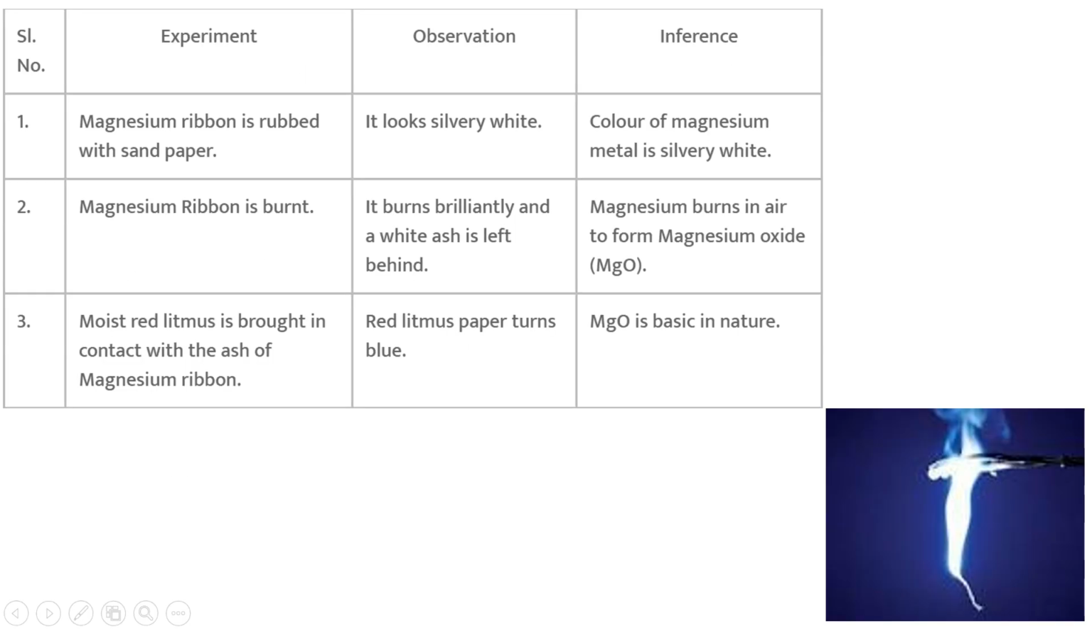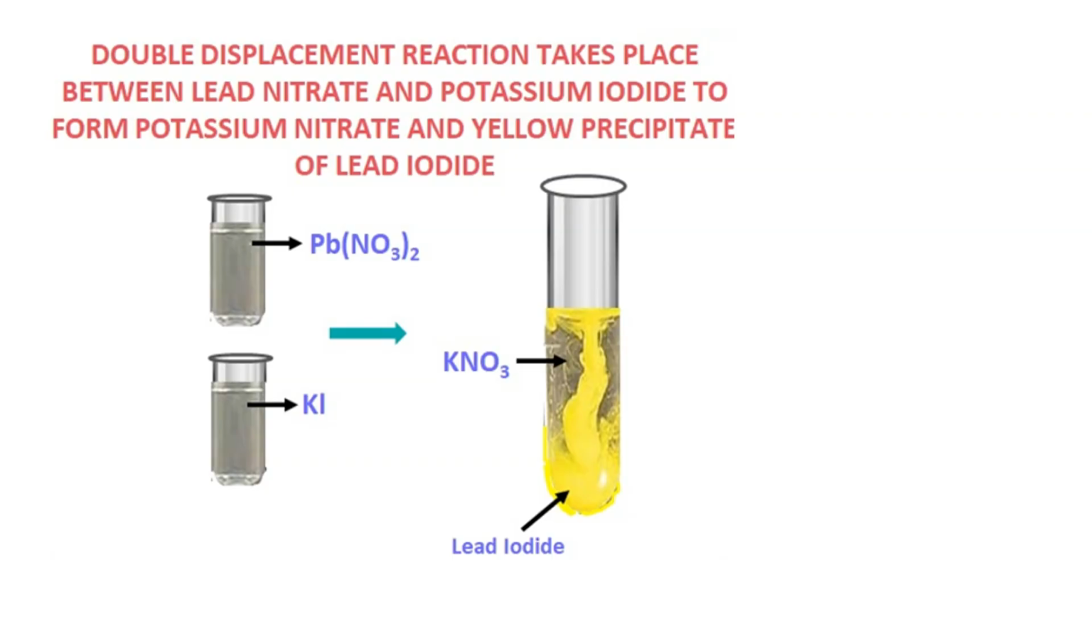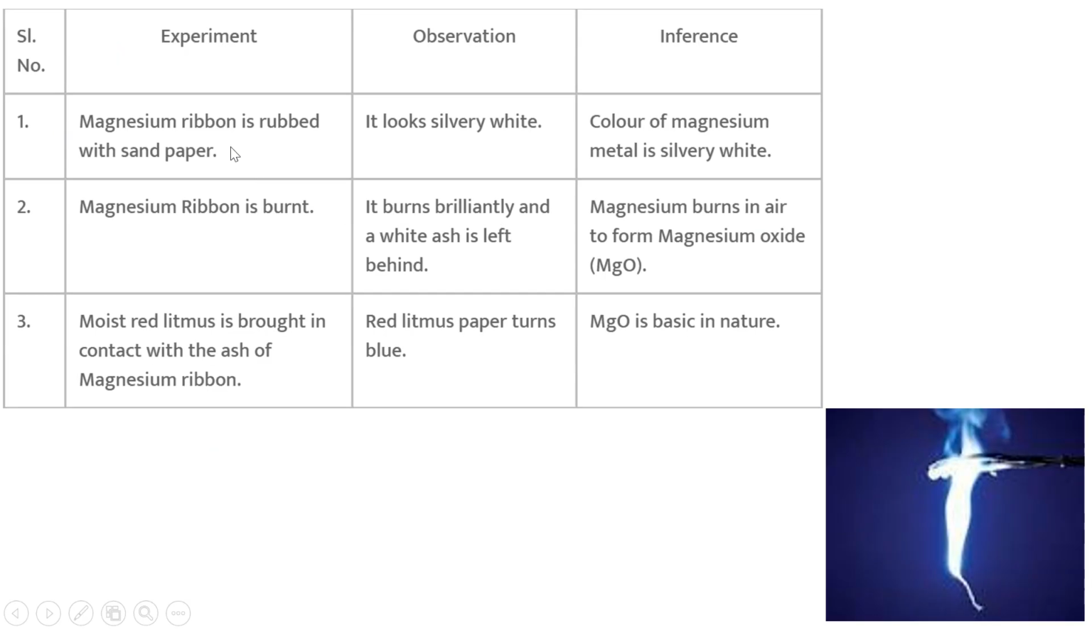Now we are moving on to the next reaction, magnesium plus oxygen, that is burning of magnesium ribbon. Whenever you're using magnesium ribbon, the first step is you take sandpaper and rub the surface of the magnesium ribbon because magnesium would have been oxidized. Magnesium will be oxidized, so it will take time to burn. So take a sandpaper, rub the surface, and then you burn it.